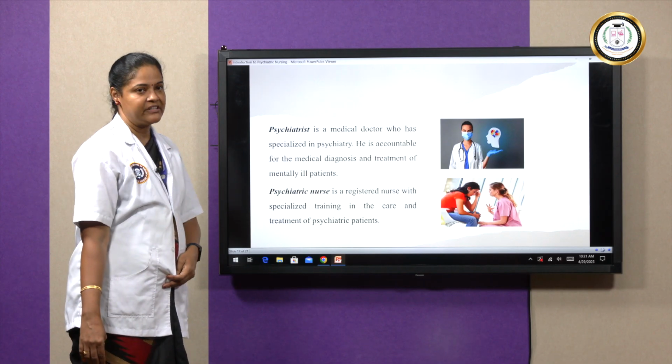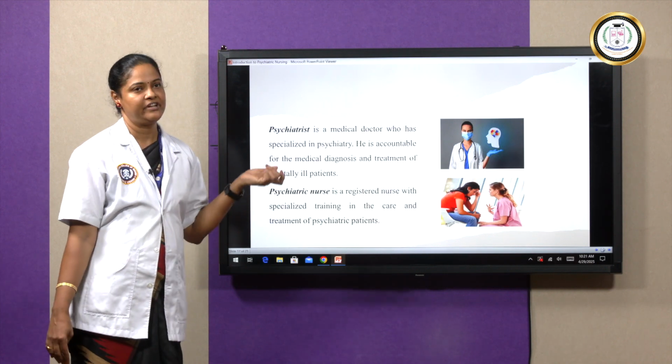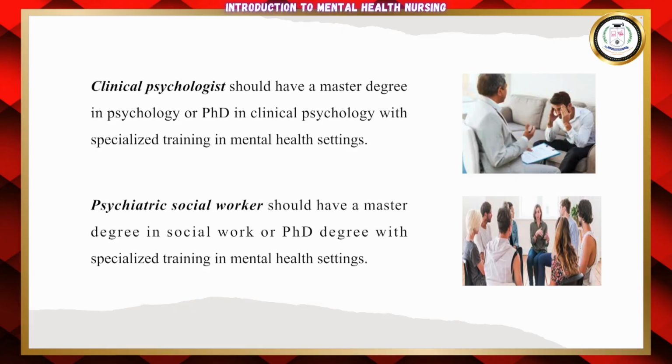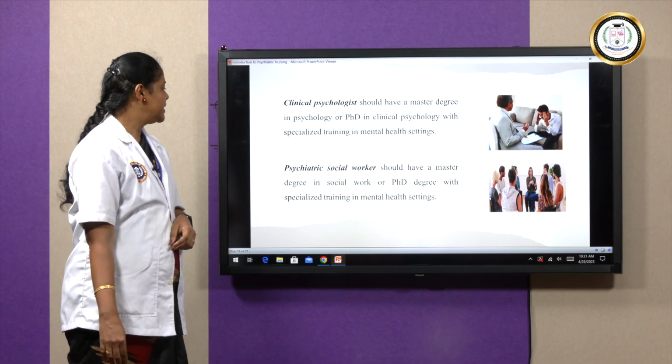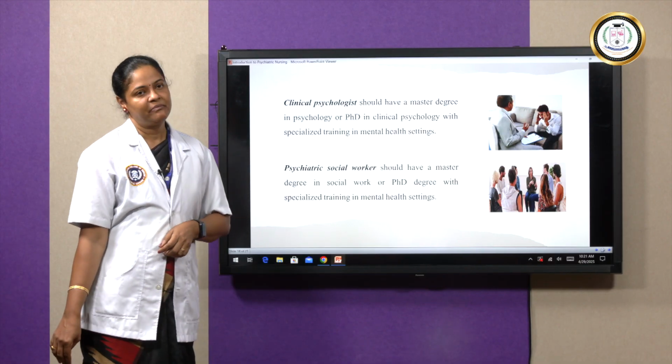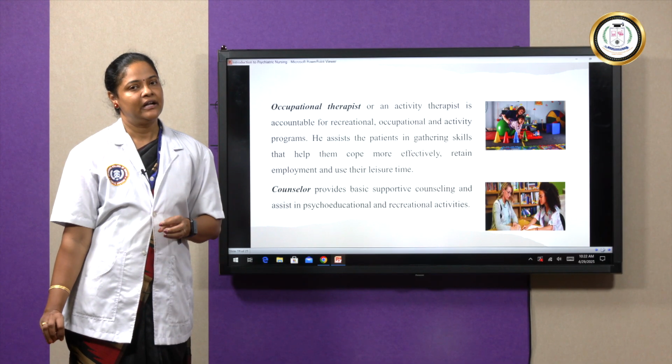The second one, psychiatric nurse. A psychiatric nurse is a registered nurse with specialized training in the care and treatment of mentally ill persons. The clinical psychologist should have a master's degree in psychology or a PhD in clinical psychology with specialized training in mental health settings. Then the psychiatric social worker should have a master's degree in social work or a PhD with specialized training in mental health settings. Then the occupational therapist: the mentally ill patient will be given recreational or occupational activity to divert the mind and also to improve their skills so that they can lead their life independently.